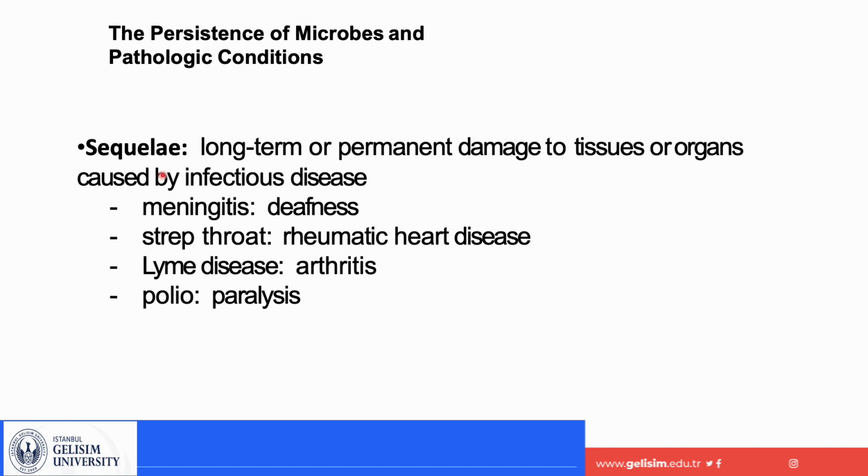So, sequelae. Sequelae refers to long-term or permanent damage caused by an infectious disease to different organs or tissues. For example, meningitis can lead to deafness. Strep throat can cause rheumatic heart disease. Lyme disease can result in arthritis, and polio can lead to paralysis.